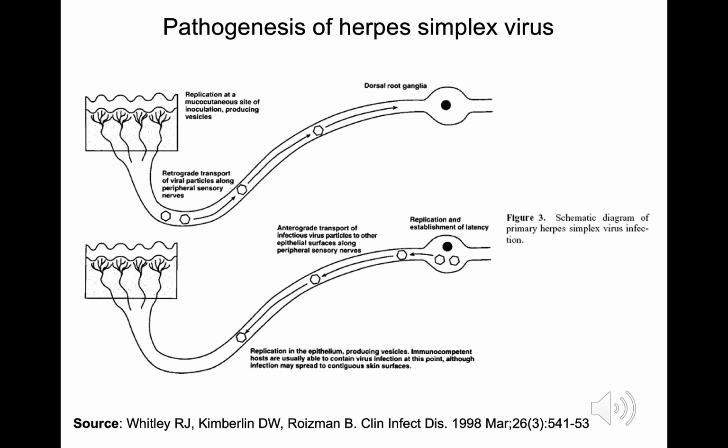root ganglion. Dorsal root ganglia are clusters of nerve cell bodies that run alongside the spinal column on either side of the spinal cord. And it will establish latency, that is sort of a dormant state, in that dorsal root ganglion. If you look at the lower figure, what you'll see is that while it can establish latency, it can also replicate there. And at some period of time, after the initial infection, if there is a reactivation, virus particles will then travel back down the peripheral sensory nerve and actually cause disease at the same site on the body, at the same sort of patch of skin where infection was initially inoculated.